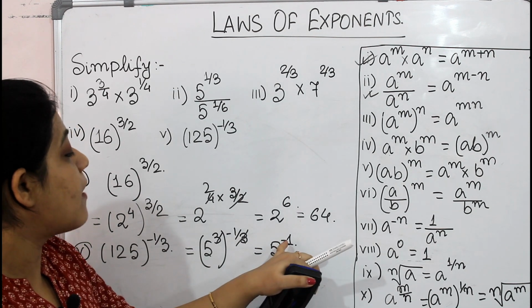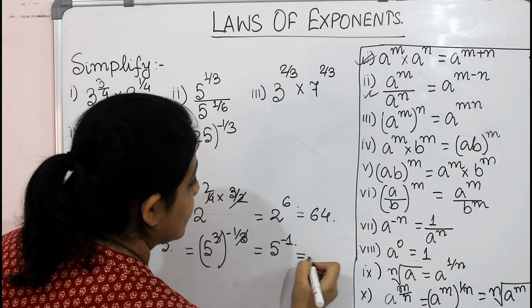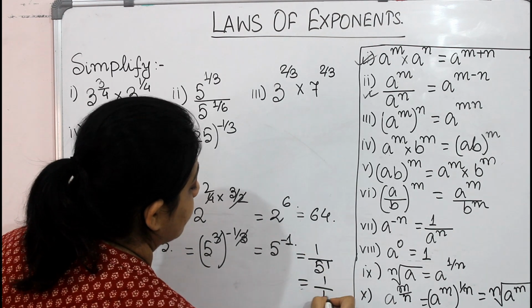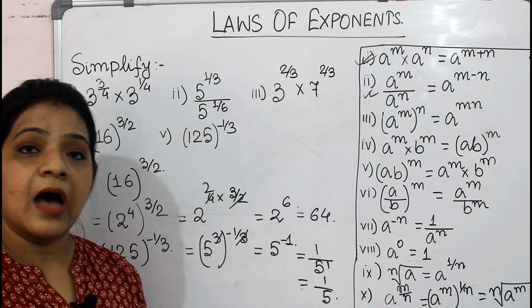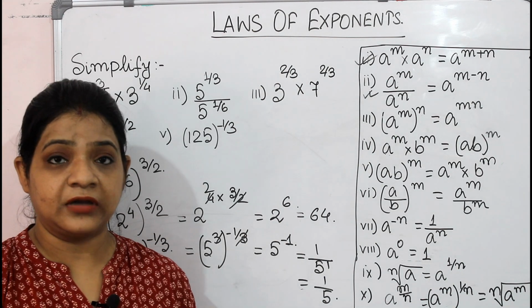So this is a to the power of minus n. 5 to the power of minus 1. So you can just write it as 1 by 5 to the power of 1. That is 1 by 5 is the answer. So these are sums of one particular type.